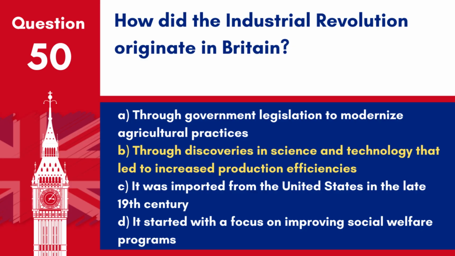Answer: B. Through discoveries in science and technology that led to increased production efficiencies. The Industrial Revolution began in Britain in the late 18th century, primarily due to innovations in textile manufacturing, steam power, and iron production, transforming economic and social structures.